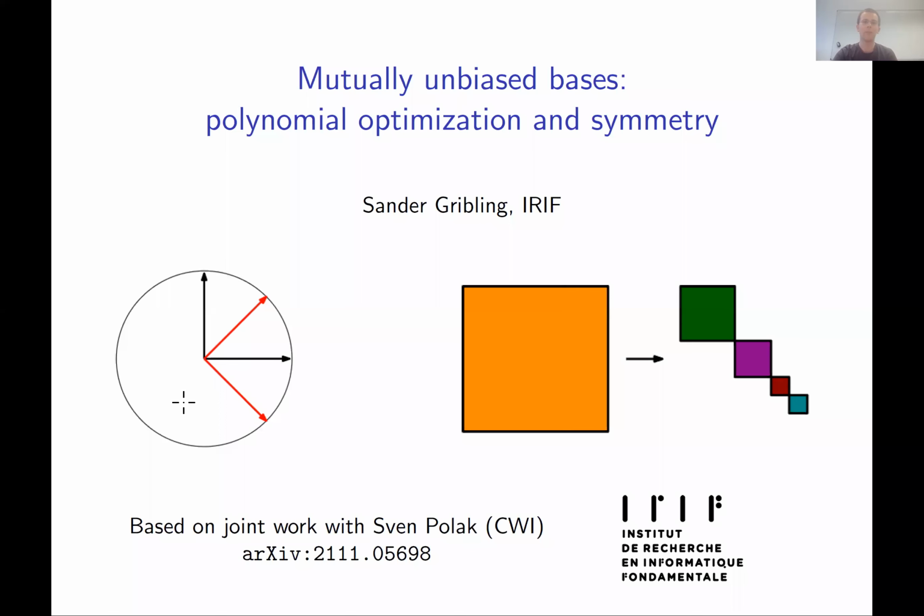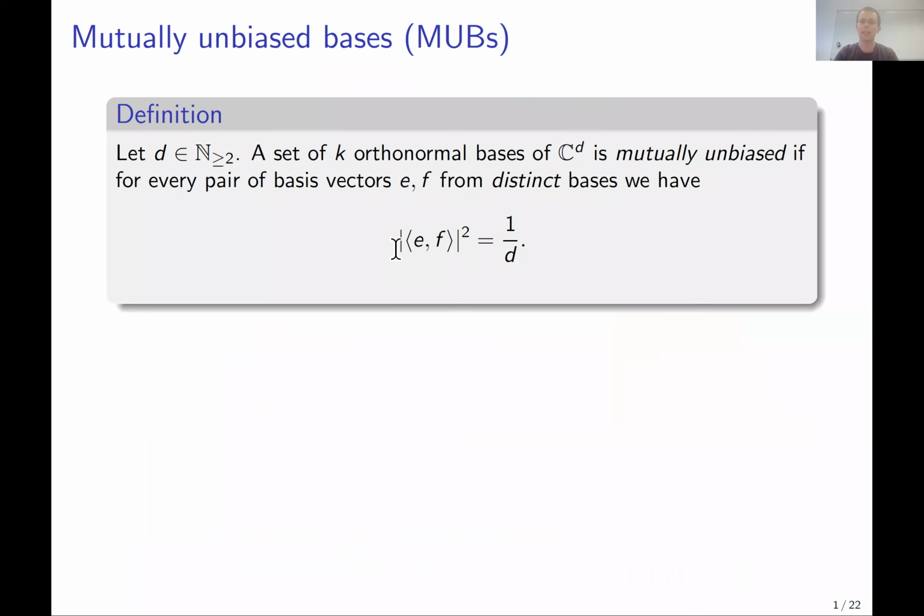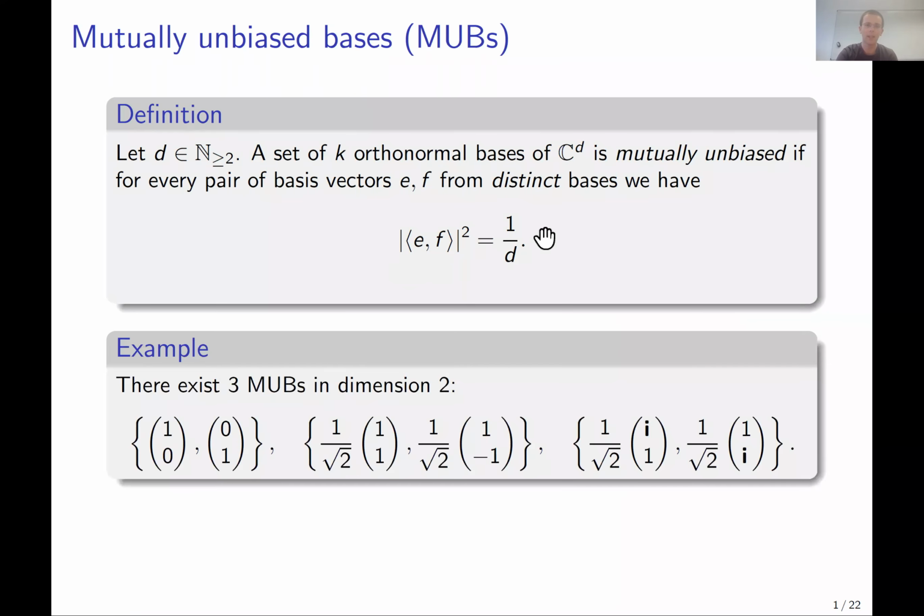Okay, so let me first give you, let's see if I can go to the next slide. Yes. So let's start with the definition of what are mutually unbiased bases. We say that a set of k orthonormal bases of C^d is mutually unbiased if whenever you take two vectors from distinct bases, the squared inner product is 1 over the dimension. Okay, so this is a very easy to state property.